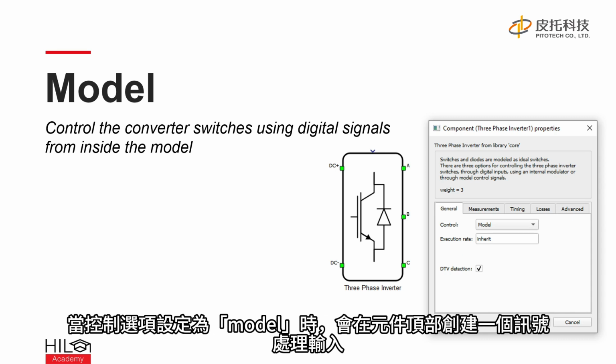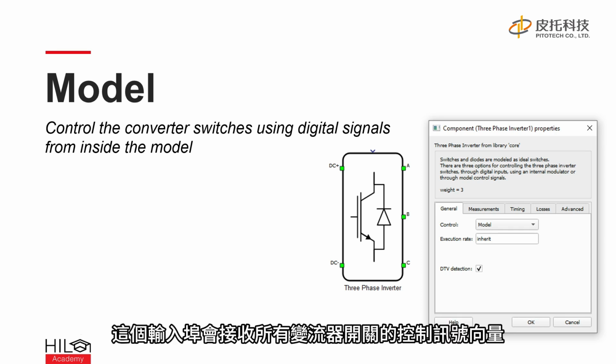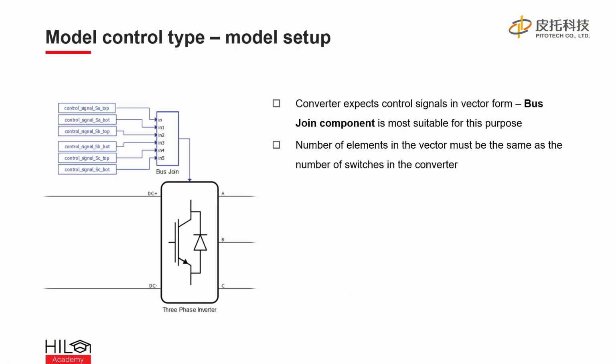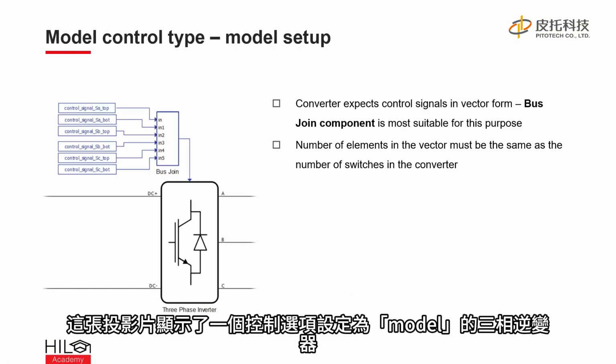When the control option is set to model, a signal processing input is created at the top of the component. This input receives a vector of control signals for all of the converter switches. This slide shows a three-phase inverter with the control option set as model.